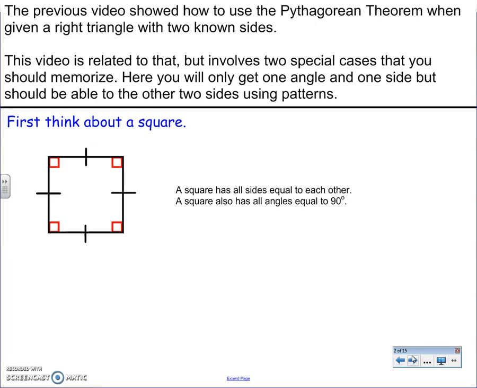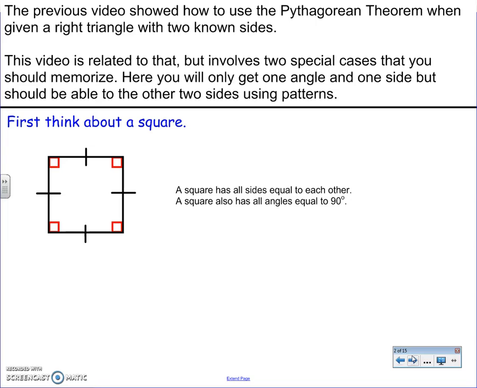So the previous video showed how to use the Pythagorean Theorem when given a right triangle with two known sides. This video is related to that, but involves two special cases that you should memorize. Here you'll only get one angle and one side, but you should be able to figure out the other two sides using patterns. So the first one is, think about a square.